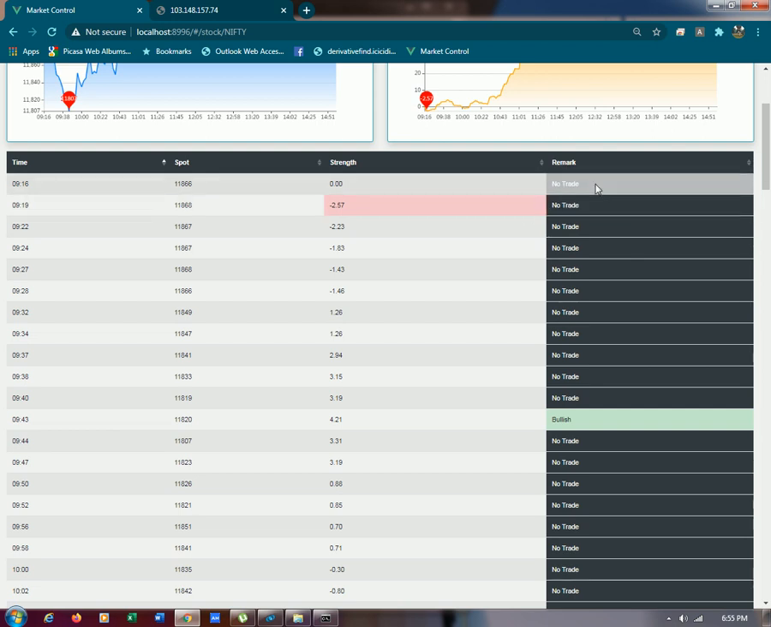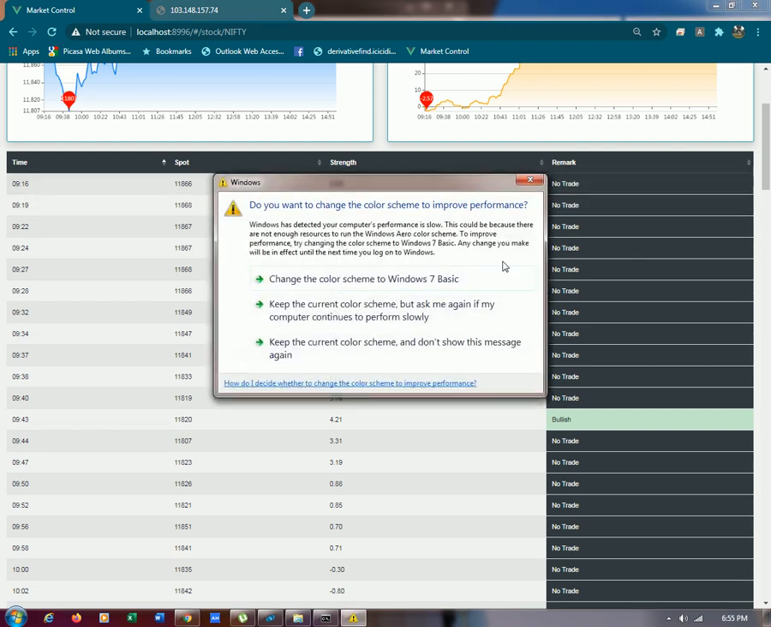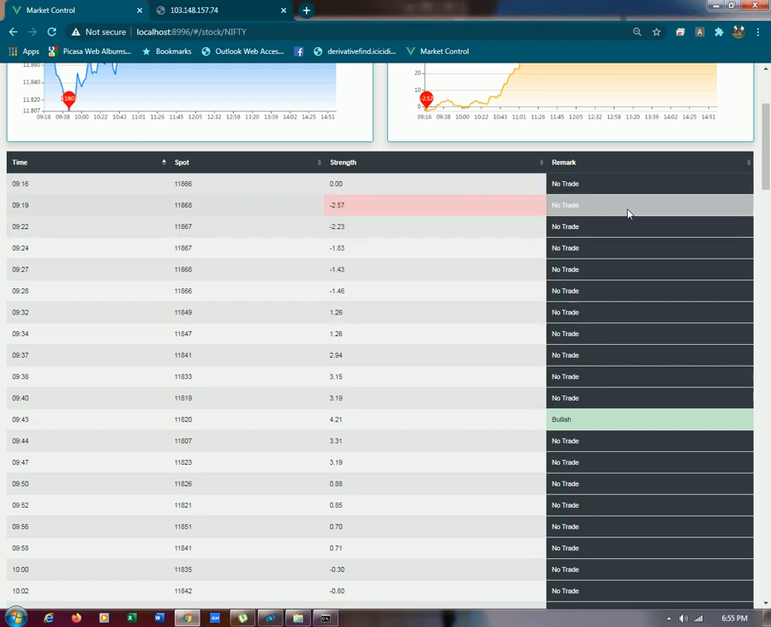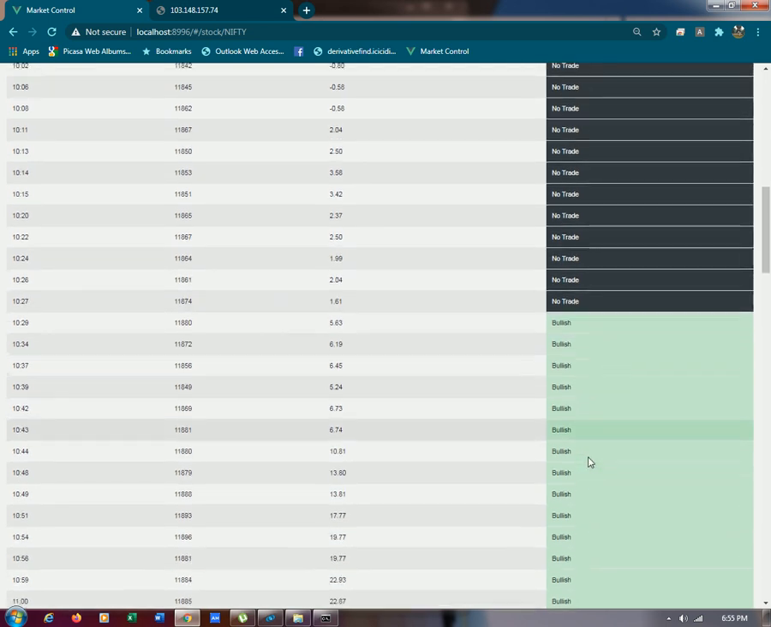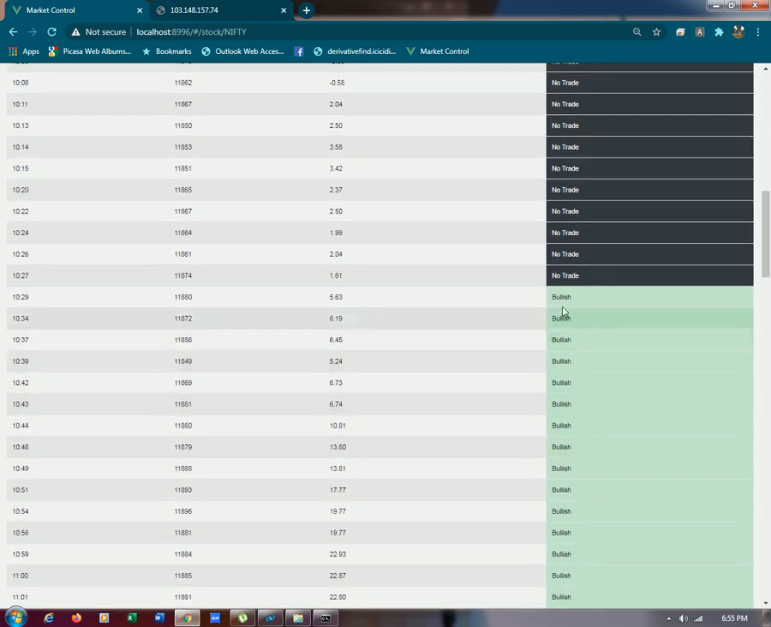The fourth column is the remark column, and unless there are sufficient buyers or sellers, it won't allow you to enter the trade. If you see from 9:16 onwards up to 10:27, the system says no trade. That means there is not a sufficient quantity of buyers or sellers, so don't take any positions. So a conservative or safe trader should wait for the signal given by the system in the fourth column also, to be safe in the market.